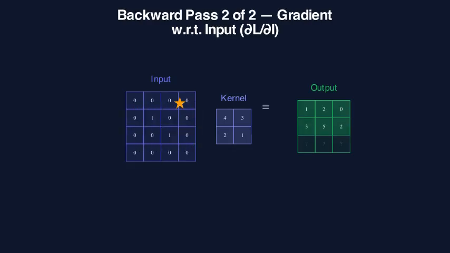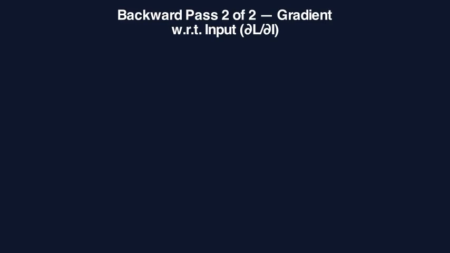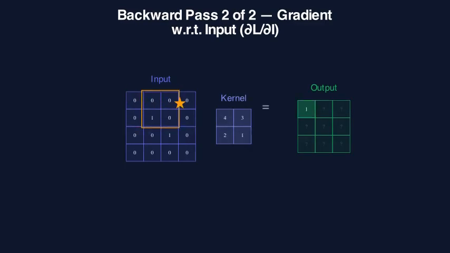At corners with no delta signal, the gradient is 0. The output is a 3 by 3 matrix, same shape as the original input, ready to propagate backward to whatever layer came before. So the backward pass through a convolution is itself a convolution. Cross-correlate delta with input for kernel gradients. Convolve padded delta with the flipped kernel for input gradients.